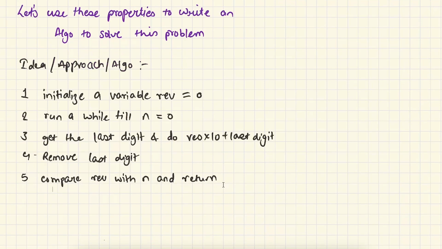And when n becomes 0, we simply compare our number with reverse and return true if the number is palindrome and false if the number is not palindrome. So this is the simple idea.